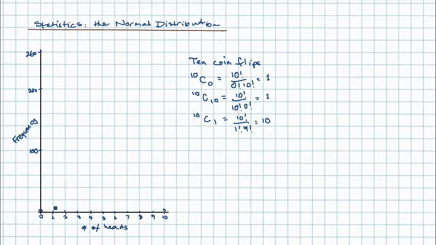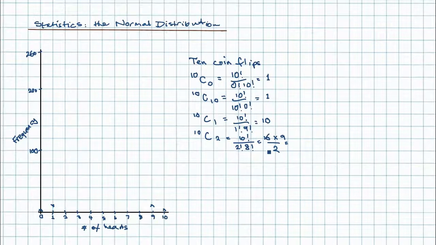So that would be here. And it must be the same for 10 choose 9, which also equals 10. So if we get 9 heads, there are also 10 ways of doing that. So if we continue with this, we'd now have 10 choose 2. Well, that's going to be 10 factorial over 2 factorial times 8 factorial, which is going to be 10 times 9 times 8 factorial, so that cancels, divided by 2, which is 5.